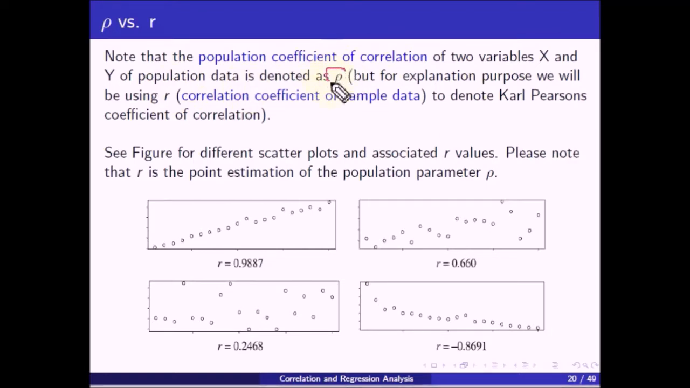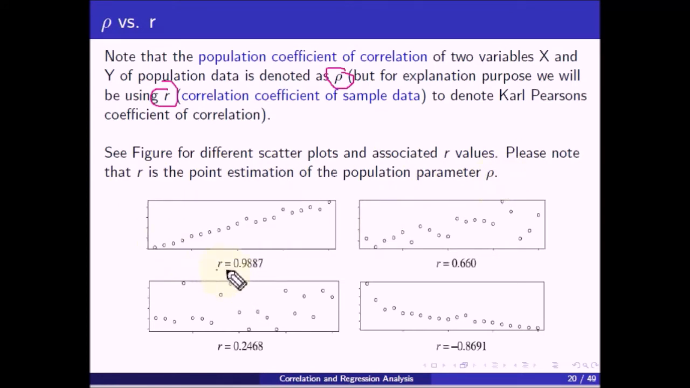For explanation purposes we will use simple r, that is the correlation coefficient of sample data, to denote the Karl Pearson coefficient of correlation. See the figure for different scatter plots and associated r values. Please note that r is the point estimate of the population parameter rho.